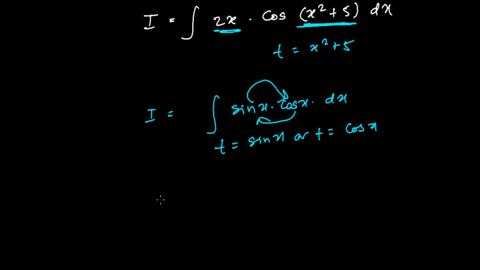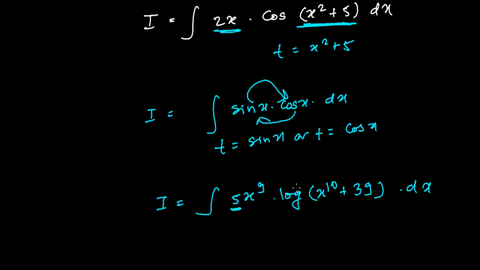Similarly, let me give you some algebraic type. Let's say you have here 5x to the power 9 times log of x to the power 10 plus 39, times dx. Now in this case, tell me what you will suppose. You'll suppose x to the power 9 as t, or you'll suppose this as t.